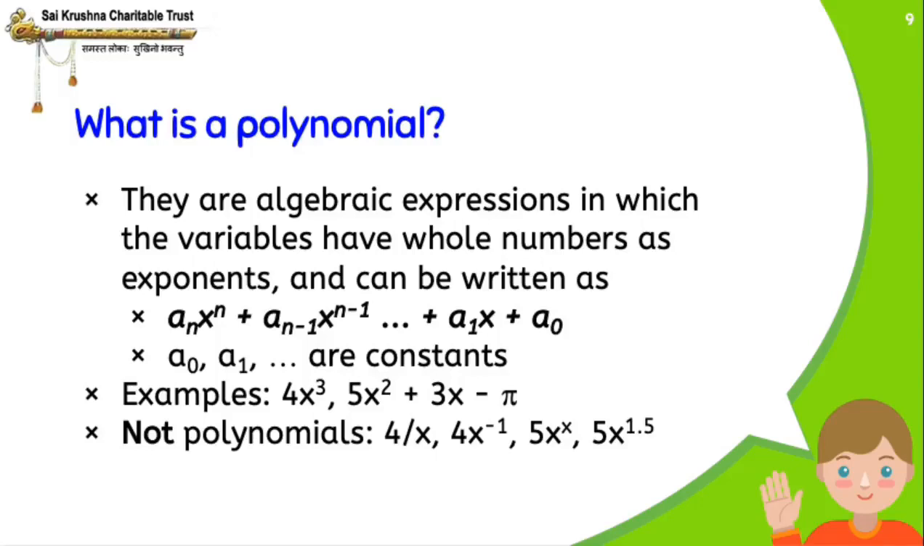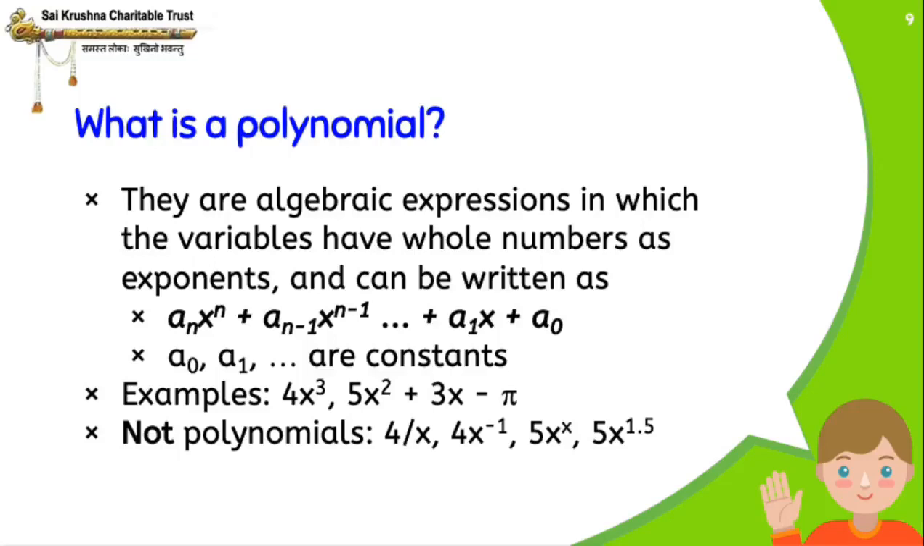5x power x. Now, the power of x should be a whole number. The power here is x, right? X is a variable, so it is not a single number. Okay, so x power x is not a polynomial. Okay. Similarly, 5x power 1.5 is not a polynomial because 1.5 is not a whole number.